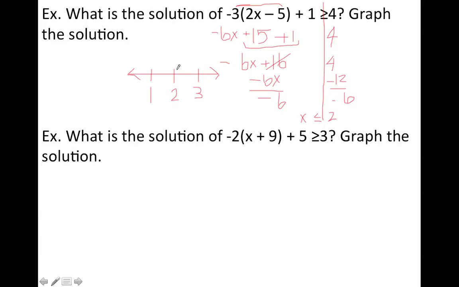Then you put a point on 2. We need to determine if it is filled in or left open. Since it has the equal to sign, we do fill it in. And since it is less than, we go to the left, or if you notice the arrow is pointing to the left, or know that 1 is less than 2, so we shade this way here.